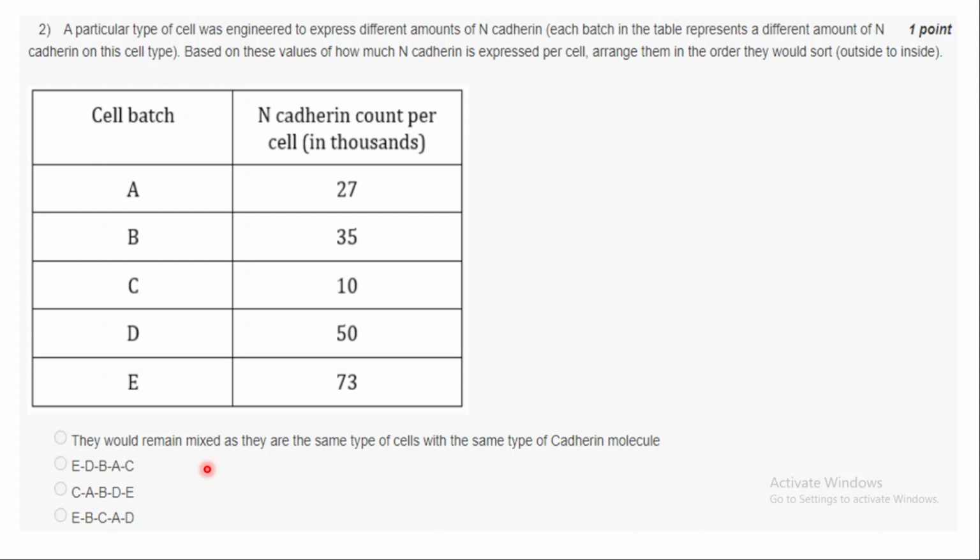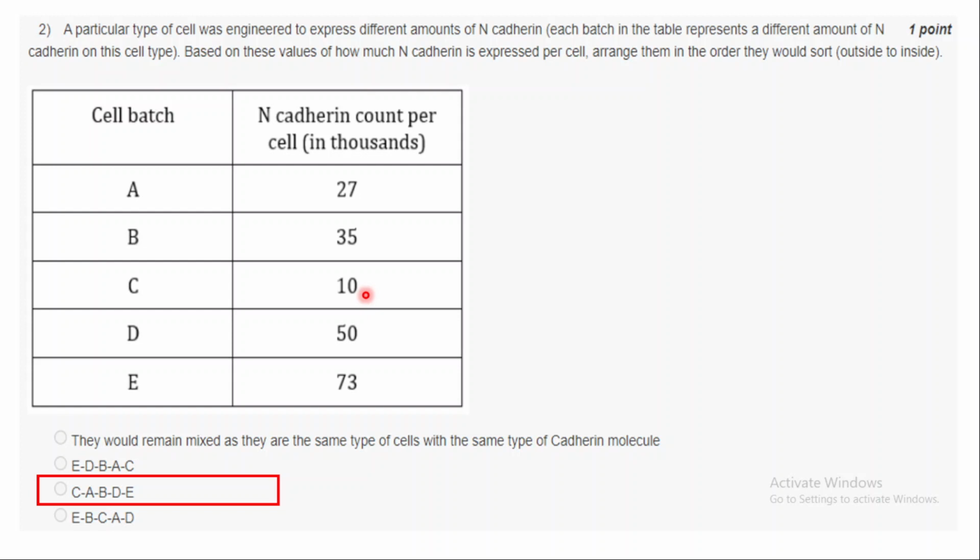It's okay. Let me reveal the correct answer to this question, which is option C, C A B D E. So Ajay and Sakshi have both correctly answered this question. Well done. In the first explanation, when we were solving the first question, we saw that the amount of cadherin also matters. If there is a higher concentration of cadherins, we can have more such homotypic interactions. Here, the lowest number of cadherin is in cell type C with 10 counts per cell.